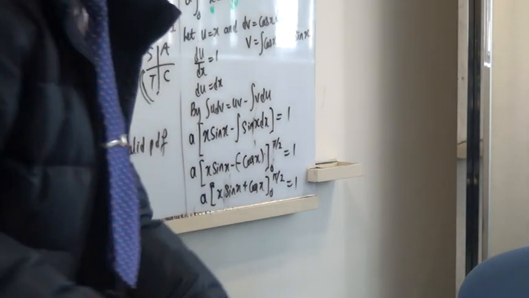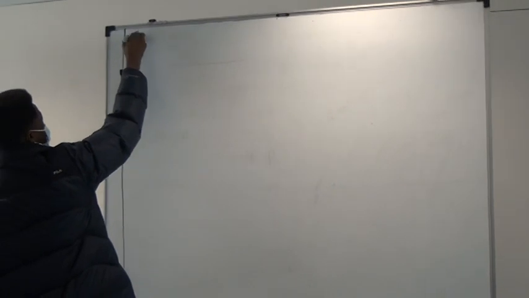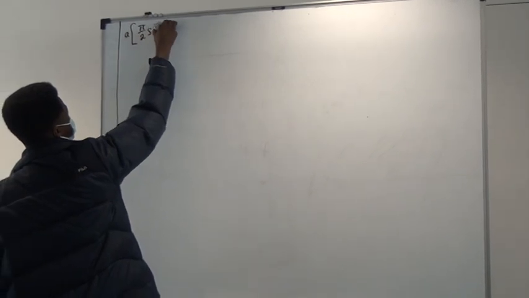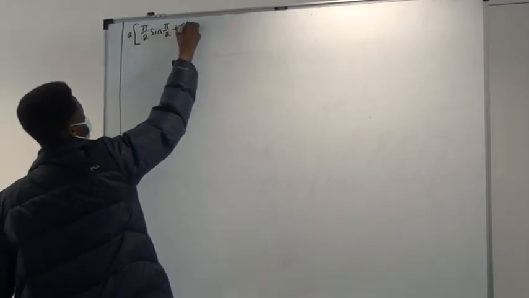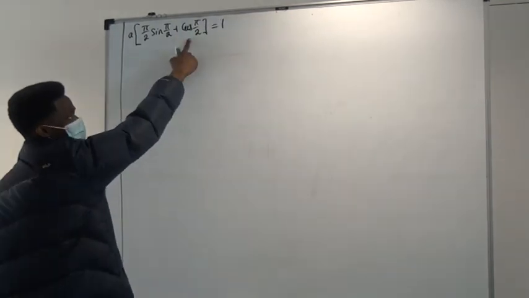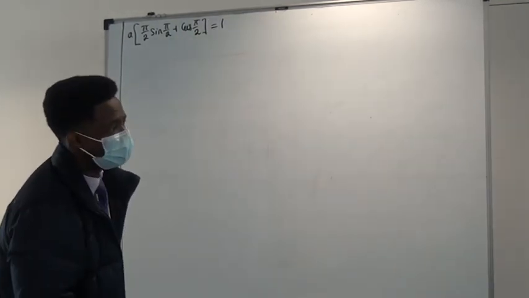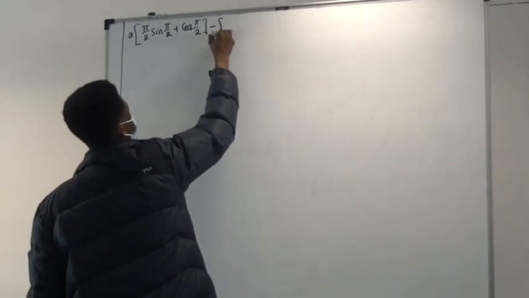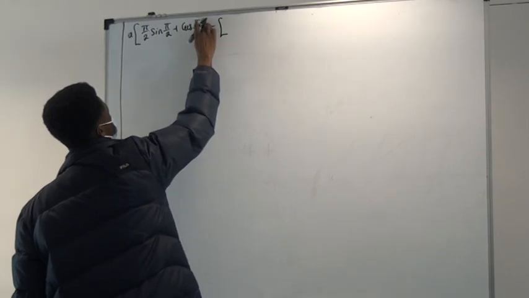Okay, quickly, then you can finish this on your own. When you substitute, what do we have? A bracket, pi over 2 times sine pi over 2 plus cos pi over 2. Oh, my bad, sorry. Yes, okay, so like this.